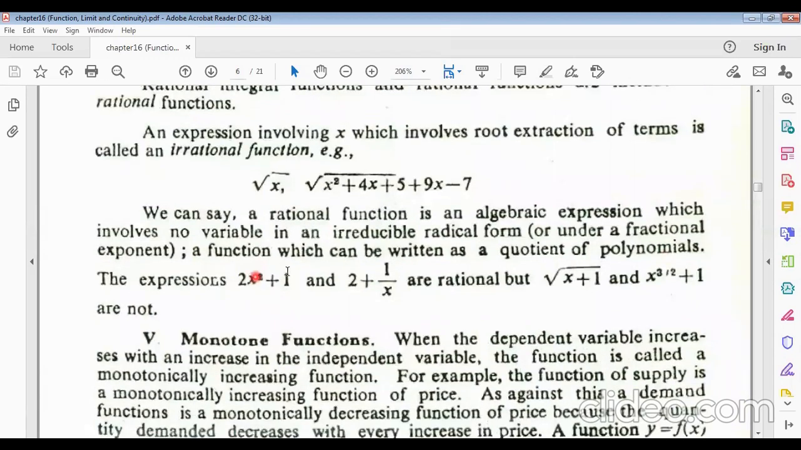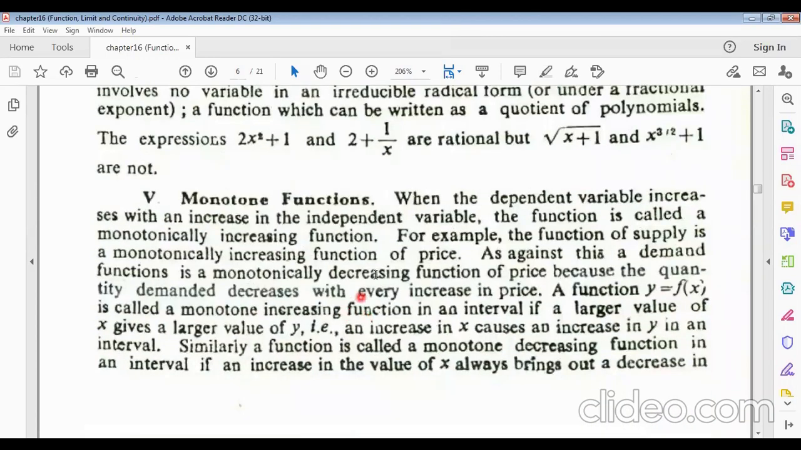Now, suppose 2x square plus 1 and 2 plus 1 by x are rational functions, but root over x plus 1 and x to the 3 by 2 plus 1, where the power is not an integral power, are also called irrational functions. Remember it, not rational.